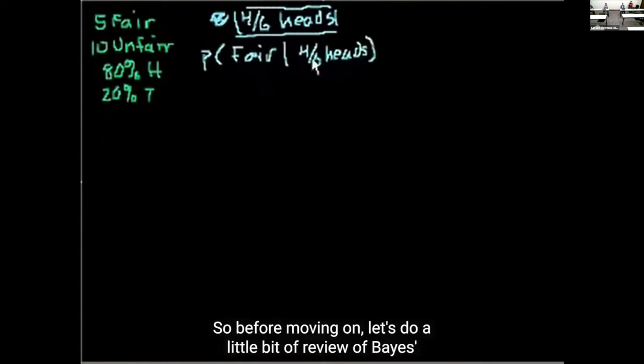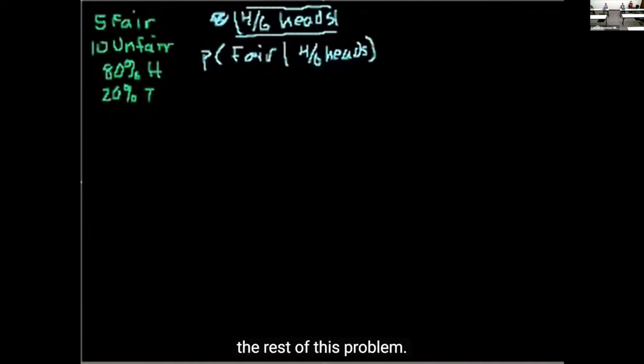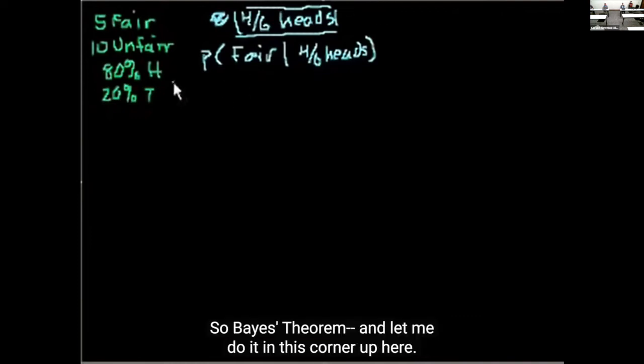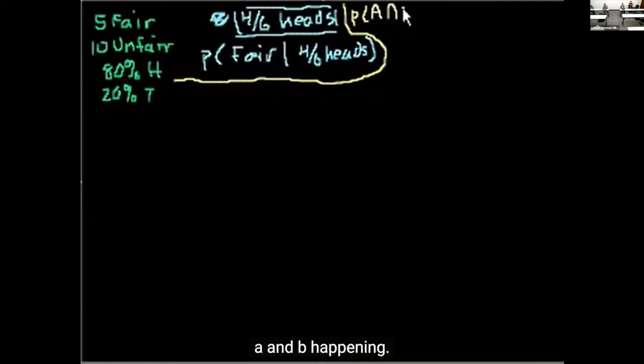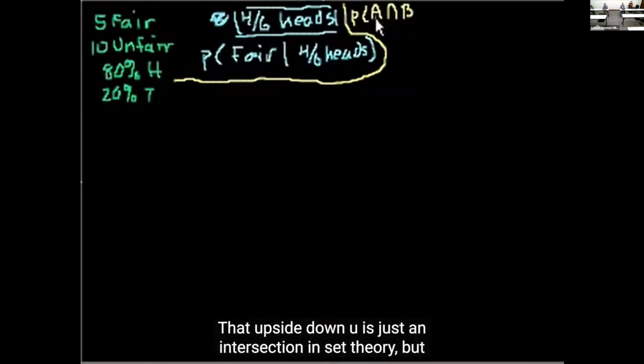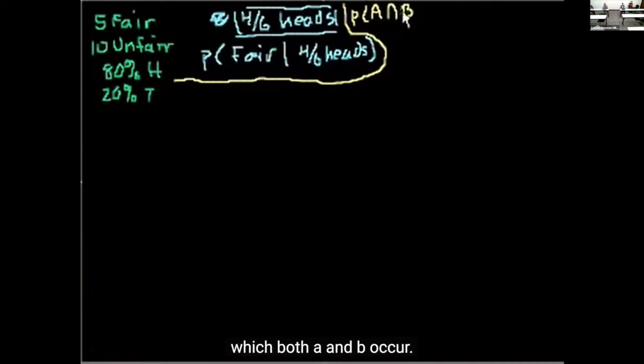But before moving on, let's do a little bit of a review of Bayes' Theorem, and I think that'll give us a good framework for the rest of this problem. So Bayes' Theorem tells us the probability of both A and B happening. That upside down symbol is just intersection in set theory, essentially a set of events in which both A and B occur.